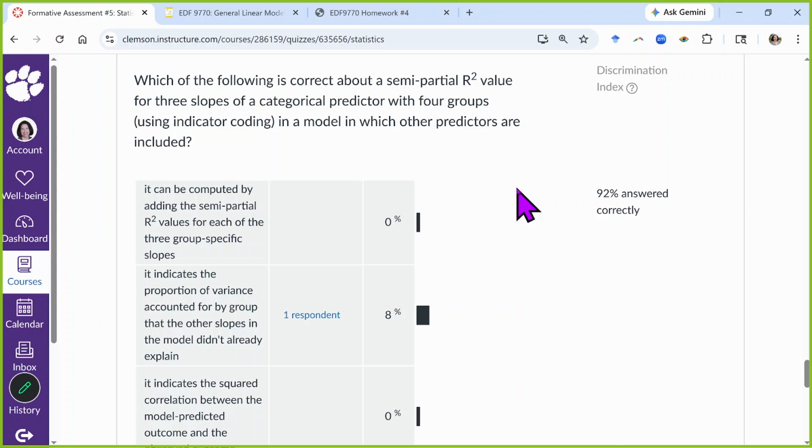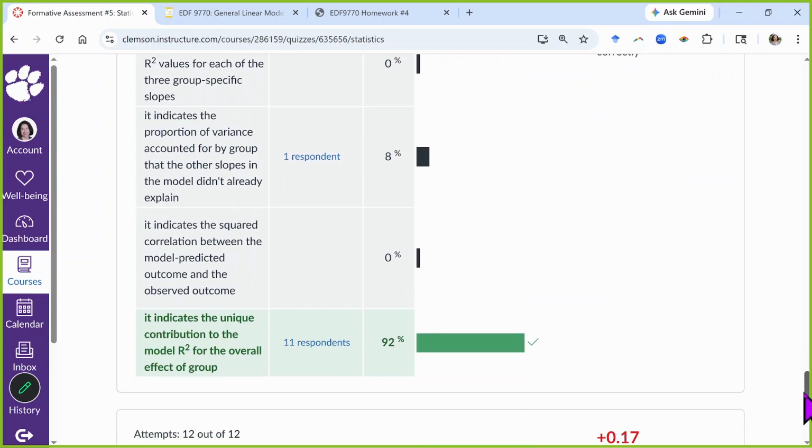So which of the following is correct about semi-partial for 3 slopes from a 4-group predictor? It indicates the unique contribution to the model R square for the overall effect of group. Yes. By the way, a synonym for overall that you will hear in this context is omnibus. The omnibus effect of group is ANOVA language for what you get when you're lumping the set of slopes together for a hypothesis test about the overall effect of group, because that controls not just the 3 differences that are given directly by the model, but all the differences that are implied across those categories.